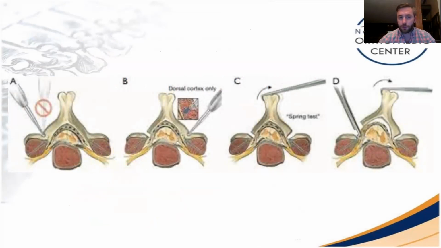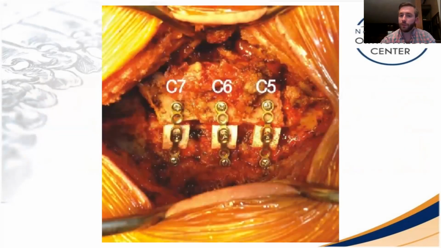So the side we start on is called the cutting side, and we use the burr to completely cut the lamina at multiple levels, and we go through both cortices. On the other side, we use the high-speed burr to just cut through the dorsal cortex. And that allows us to hinge or cause a greenstick fracture of the lamina. And we don't completely detach the lamina like we do in a laminectomy. Basically, we just crack it. And then after we crack it, we secure it in place with a plate and screws.